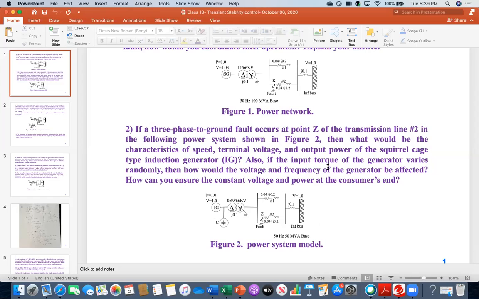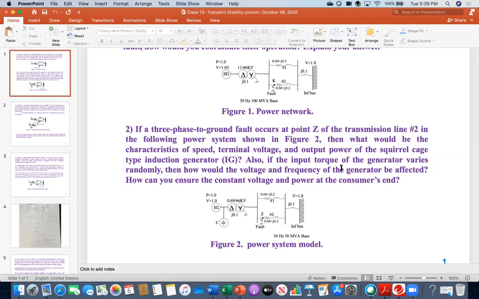And the next question is that if the input torque varies, definitely, although it is taking reactive power from the grid, it also has the shaft, and that shaft is being driven by a different source, a different prime mover, because you have to make the slip negative. So that is the input torque. The input torque of the generator varies randomly. There is a power source that is driving the shaft, but that input torque is continuously varying. Under that situation, how would the voltage and frequency of the generator be affected?